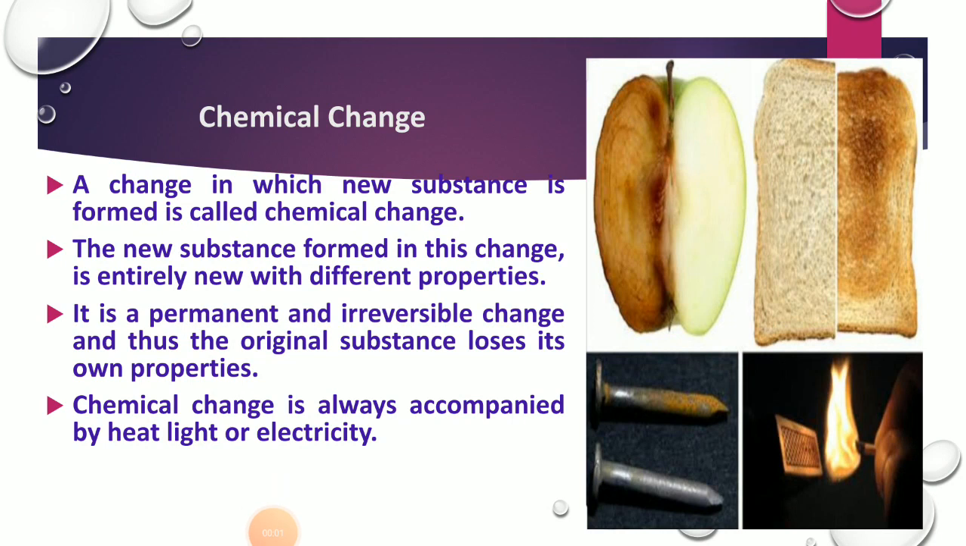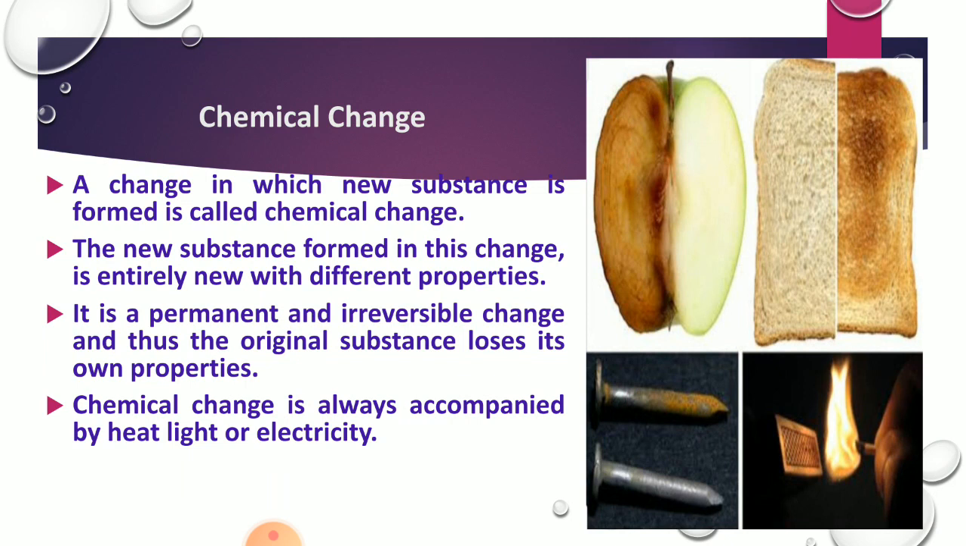Now we will see chemical change. As we have studied, no new substances are formed in physical changes. Physical changes are temporary, reversible changes. Chemical change is just the opposite of physical change. In chemical changes, there will always be formation of new substances.